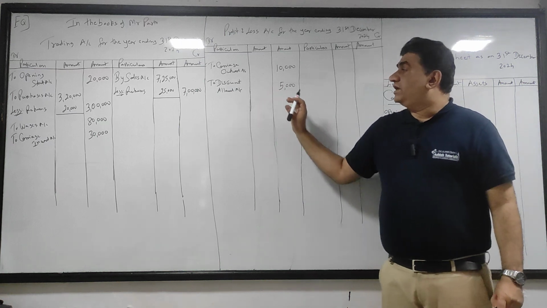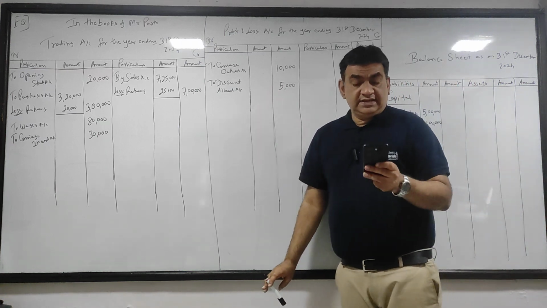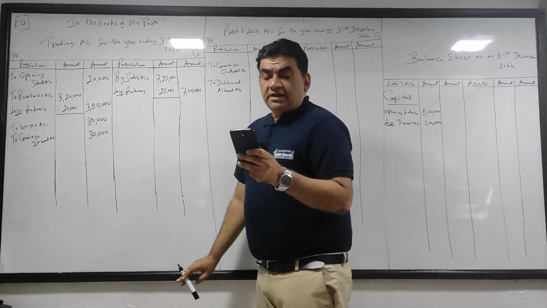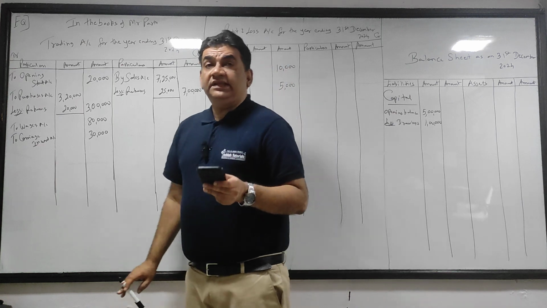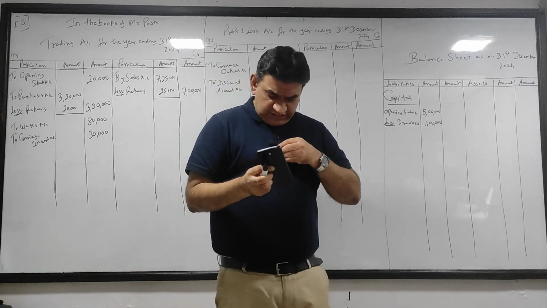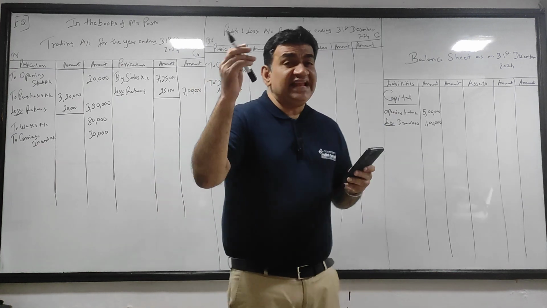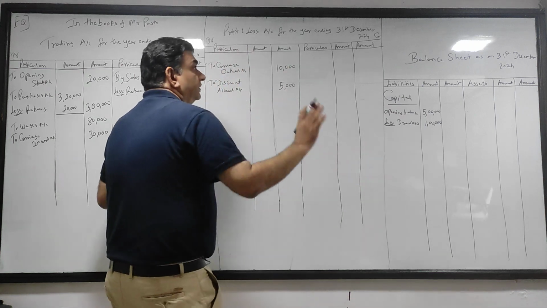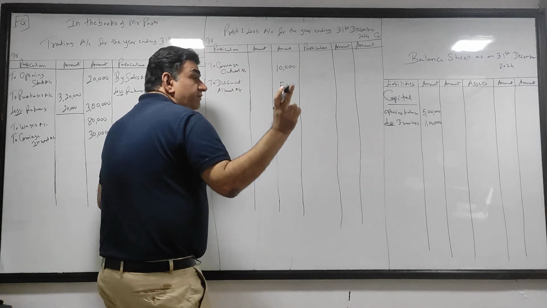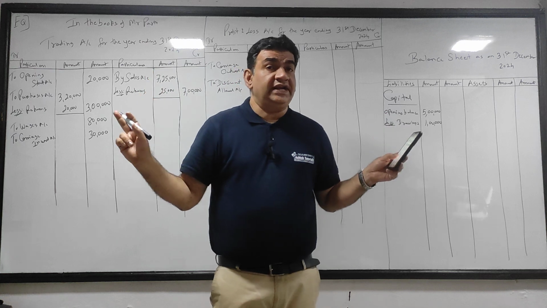Expense therefore debited to P&L. Next, discount received, 3,000. When I give discount, it's an expense. When I receive discount, it's an income. Come to the credit side of P&L, discount will never go to trading.